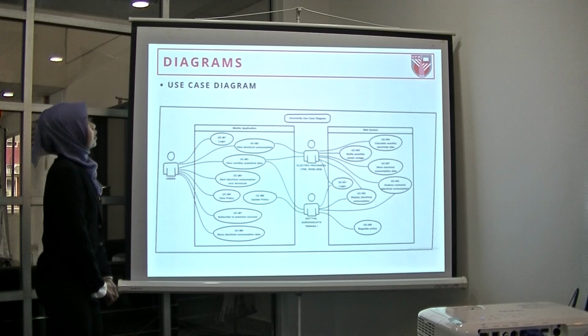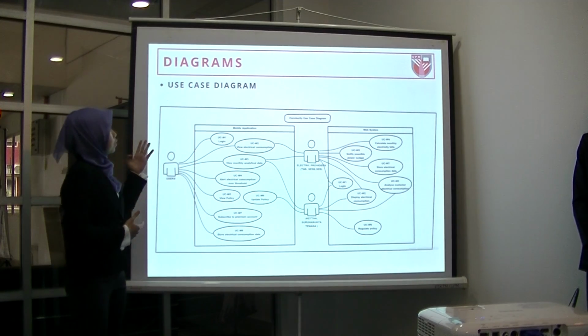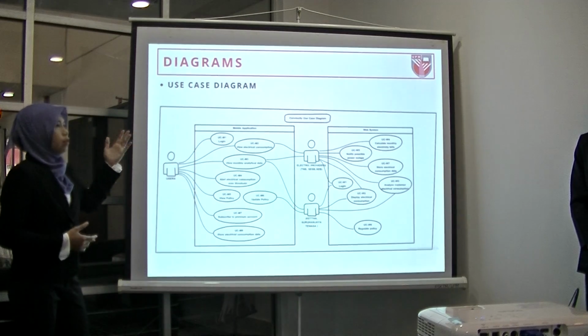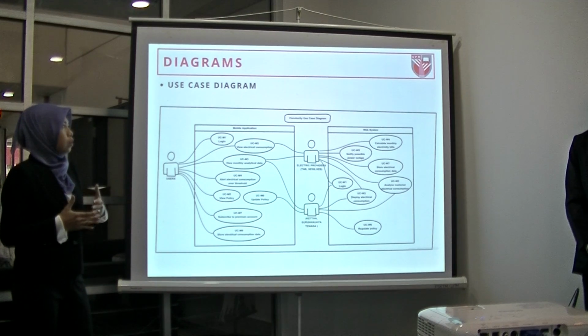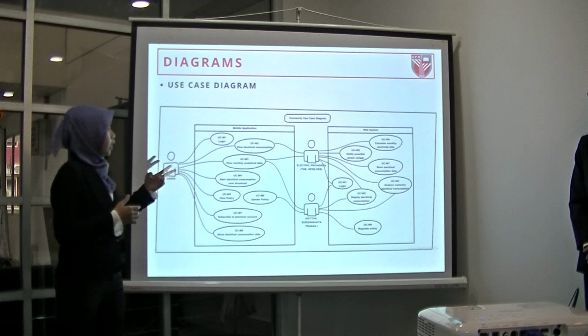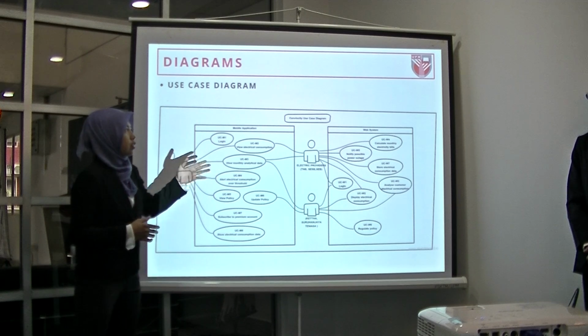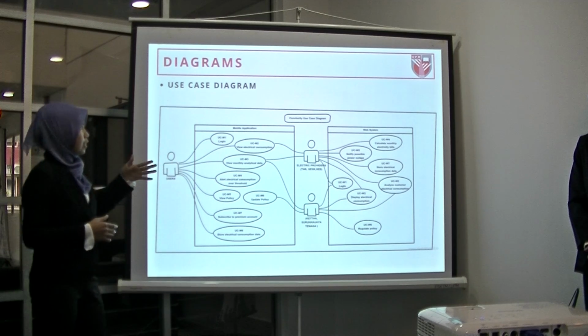We move on to the UML diagram of our system, that is Canviocity. First we have the use case diagram, which is the face of the system to identify the system functionality. Here we have separated the mobile application and the web system for the use case diagram.